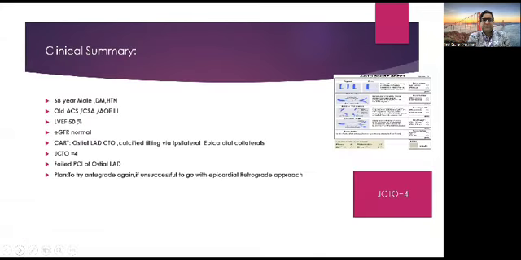Clinical summary: a 68-year-old male, diabetic, hypertensive, with an old ACS, now presented with angina class 3, ejection fraction 50%, eGFR normal, and he has an ostial LAD CTO, calcified, filling by the ipsilateral epicardial collaterals.